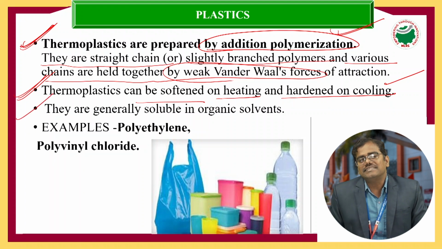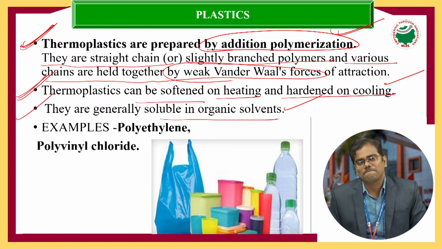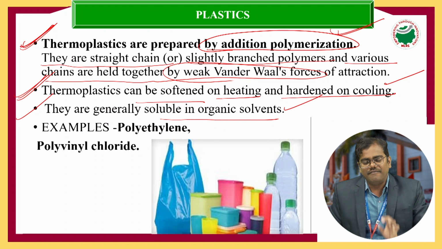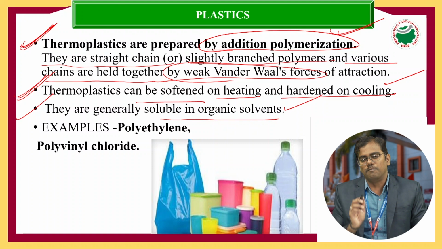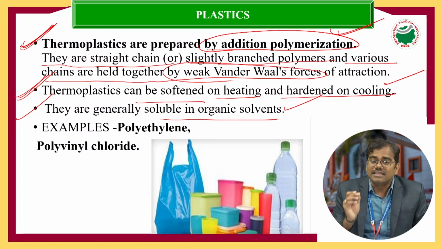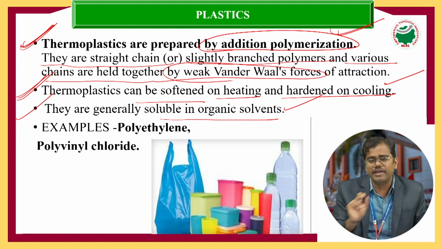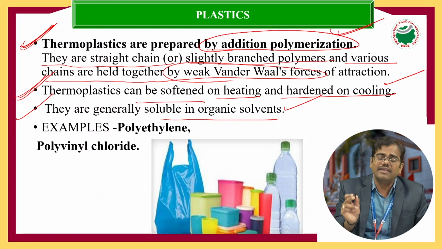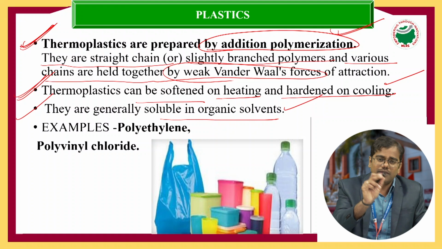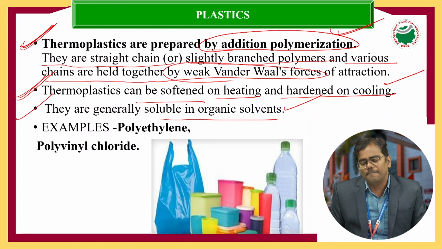Generally, these thermoplastic resins are soluble in organic solvents. We have discussed three important properties of thermoplastic resins. One, thermoplastic resins can be derived by addition polymerization. Second, thermoplastic resins can be prepared from unsaturated chemical compounds, and these unsaturated chemical compounds are held together by weak van der Waals forces.